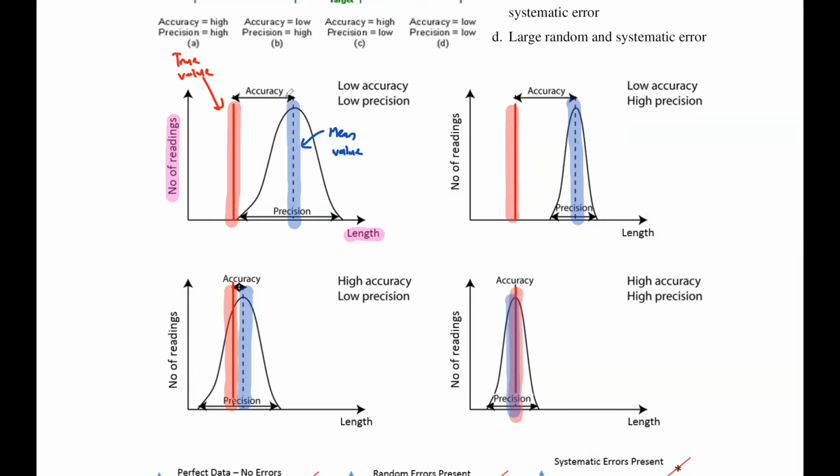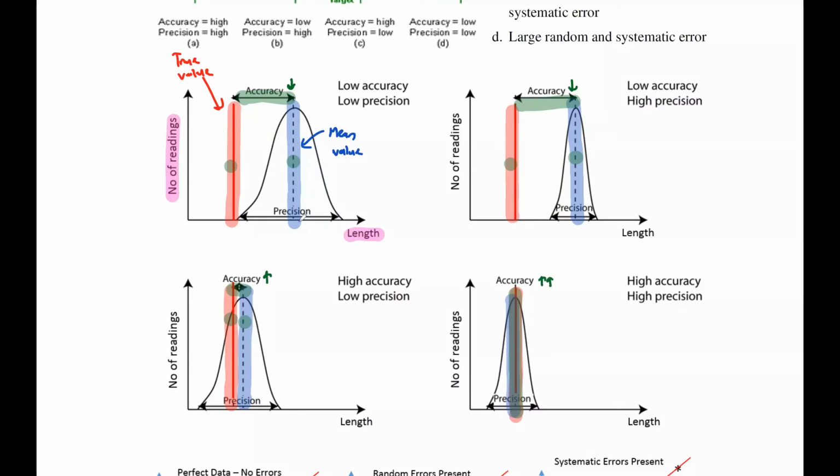If you look at the first graph and the second graph, you will see that the mean value is far off from the true value. So we would say that the accuracy is low. If we were to look at the third graph, the mean value is close to the true value. So the accuracy here is high. And for our last graph, the mean value is at the true value itself. So the accuracy here is the highest.